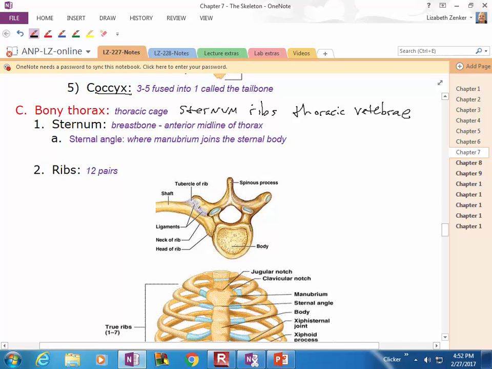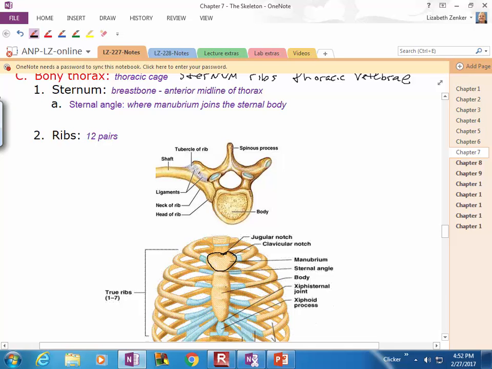So when we talk about the sternum, another name for it would be breastbone, and it's the anterior midline of the thorax. You actually have a small upper portion called the manubrium, which you guys can see here. This is the manubrium. Okay, and then you have the sternum, which is the rest of this bone here, like that.